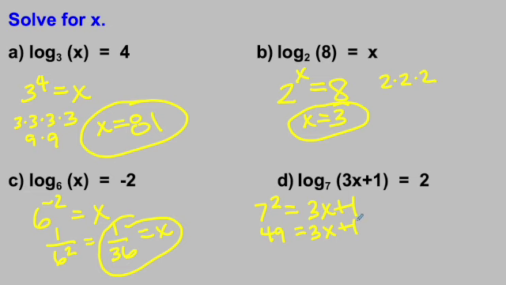And then to solve for x, this is a simple equation you've been doing for years. So go ahead and subtract 1 on both sides. So if I do that, I'm going to get 48 equals 3x. And then from there, I'm going to divide by 3 on both sides. And if you take 48 and you divide by 3, you get 16. So the answer over here is 16.